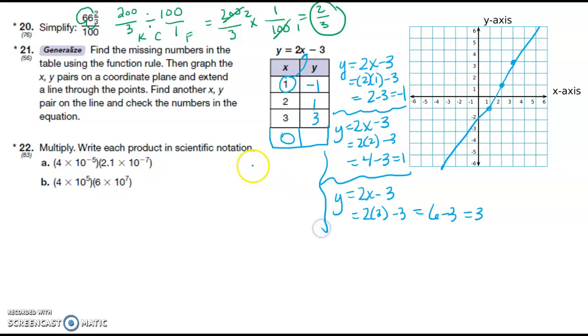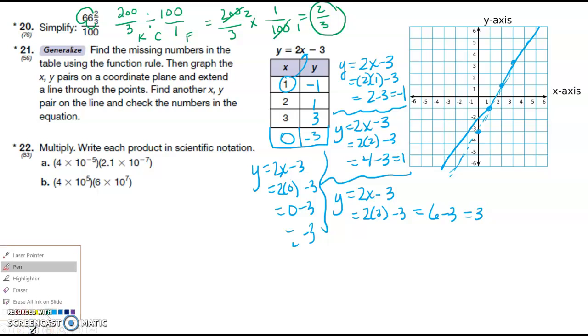So if I plug in 0, 2 times 0 minus 3, which is 0 minus 3, which is negative 3. So it should go through 0, negative 3, so it should probably go through this. That makes for a better line. Sorry, that's just my drawing skills that are not working right there. And that's how you would solve that problem.